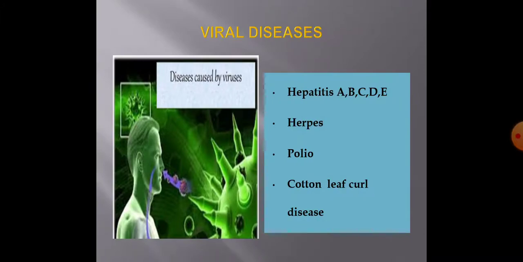In addition to AIDS, many other viral diseases are also there. The most common ones are hepatitis, herpes, polio, and cotton leaf curl disease. Hepatitis is basically the inflammation of the liver, but it includes other symptoms also, and it is generally caused by viral infection or sometimes due to toxicity of drugs and certain other diseases. It may be present in acute or chronic form.